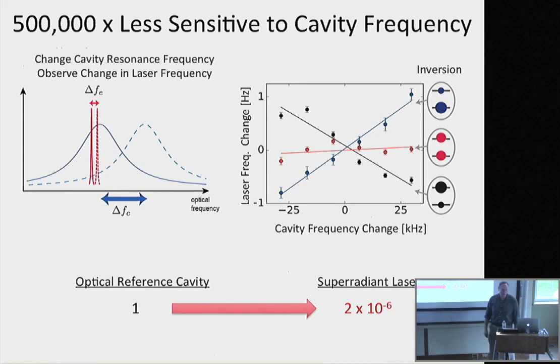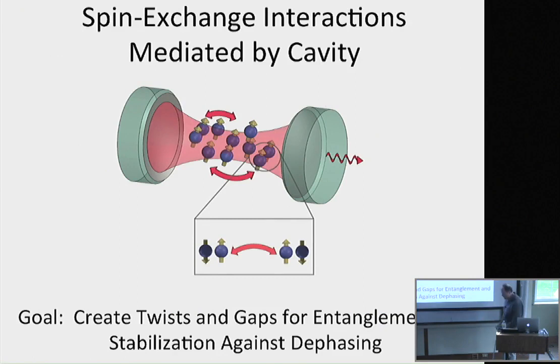So what's that about? Well, we started talking with Ana Maria Rey's group, and she was here, and she's going to have a poster talking about the theory on this. But in this system, what we think we're seeing, at the mean field level, are spin exchange interactions mediated by the cavity. Okay. And so the goal here is, can we use the cavity to create twisting and gaps for generating entanglement and stabilization against single particle dephasing?